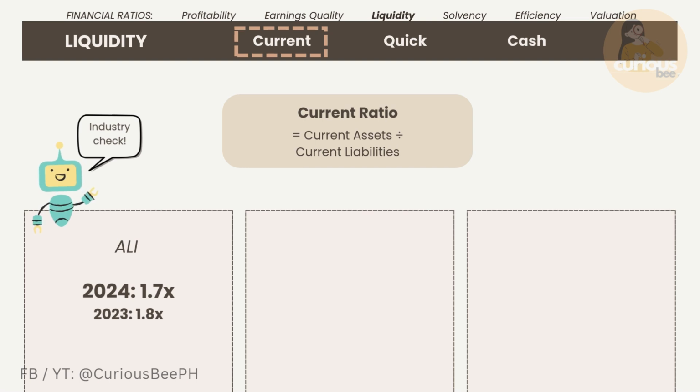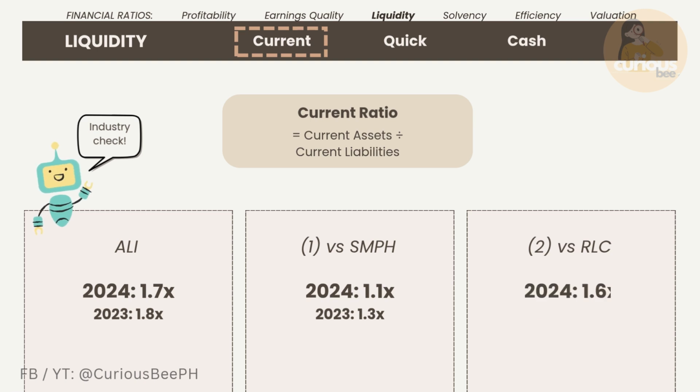Let's see. Its first competitor's current ratio in 2024 is 1.1 times, while its second competitor has 1.6 times current ratio. This means our sample company and its second competitor have ideal current ratios, while the first competitor might require a further look to understand why its ratio is lower by comparison, and why it dropped from 2023.